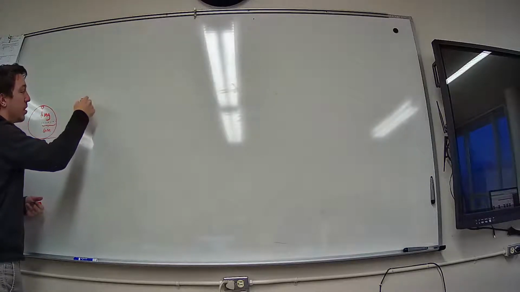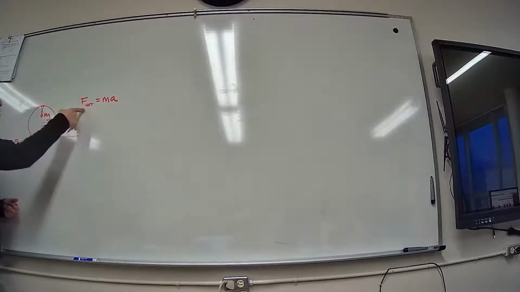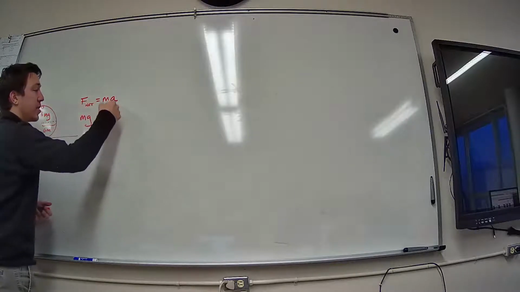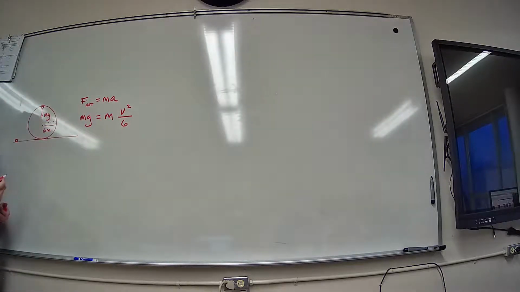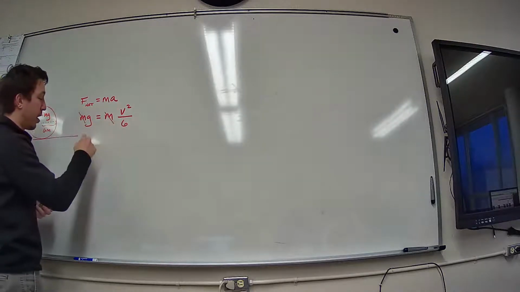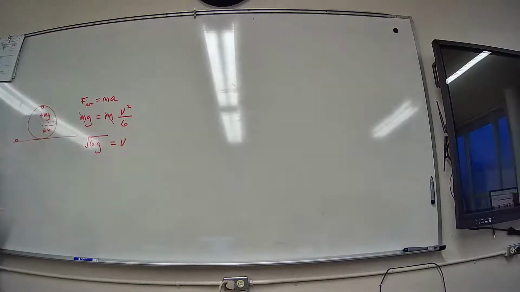And so if you wrote F net equals ma, the net force would just be your mg, and your acceleration would be v squared over r. Does that all ring a bell? Okay, and so what you get is that your velocity has to be the square root of 6g. Does that maybe ring a bell? Remember square root of gR? That was the famous result for that question.